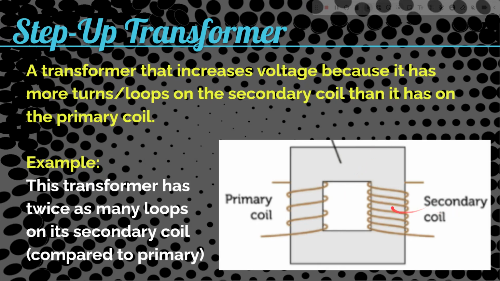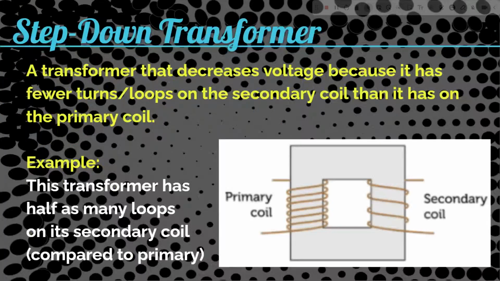Okay, so this one has twice as many loops on the secondary coil, so if you put in like 100 volts, then you're going to get out twice as much. Okay, that's the math for this unit, by the way. It's proportions. You're going to see it again in a second. But a step-up transformer is going to increase your voltage using electromagnetic induction.